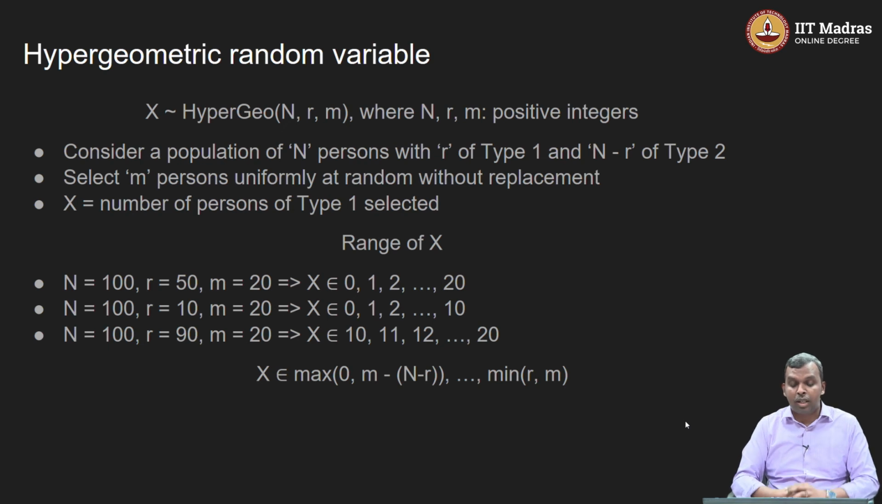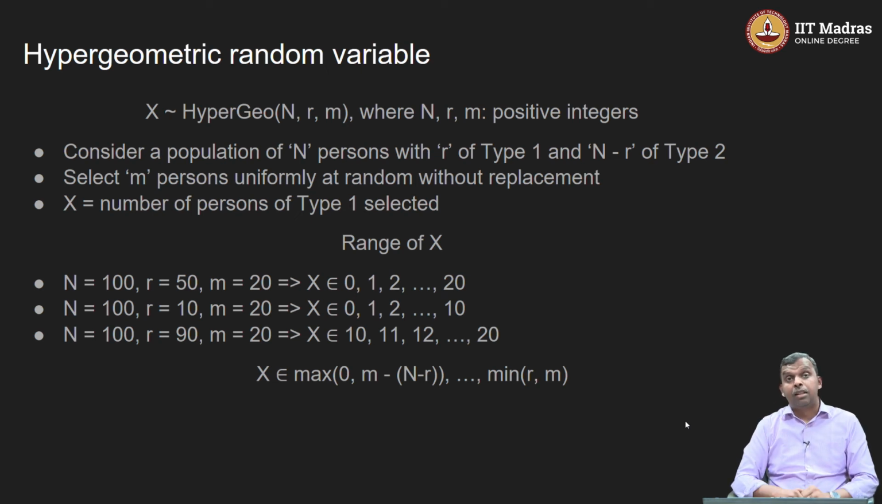In this hypergeometric distribution, typically this is the scenario where it's used. You consider a population of n persons. There are n people in the population, the group of people, and r of them are type 1, n minus r are type 2, maybe male, female. You can think of it like that if you like. If you have a 2 gender group, then you can have r of them being male, n minus r being female.